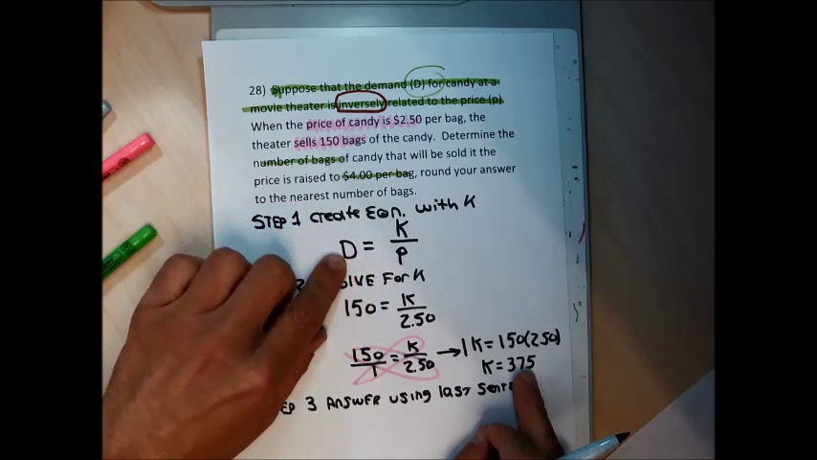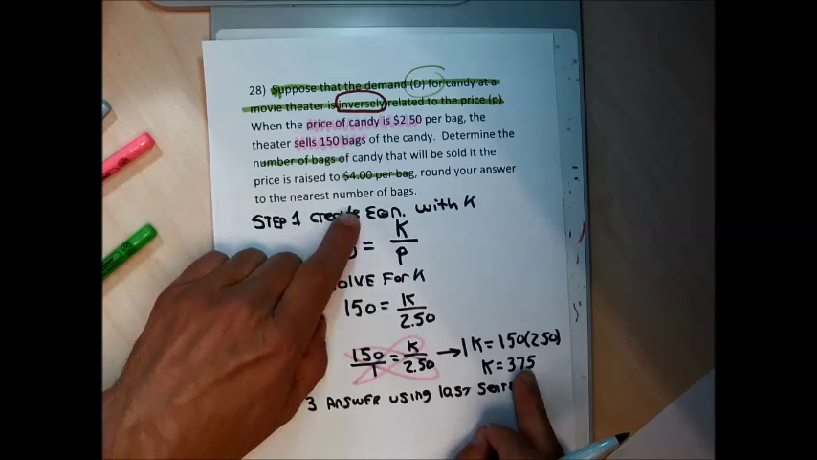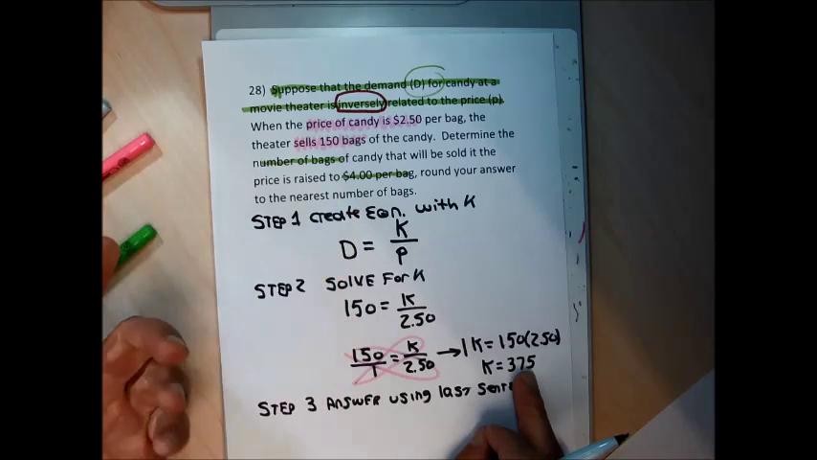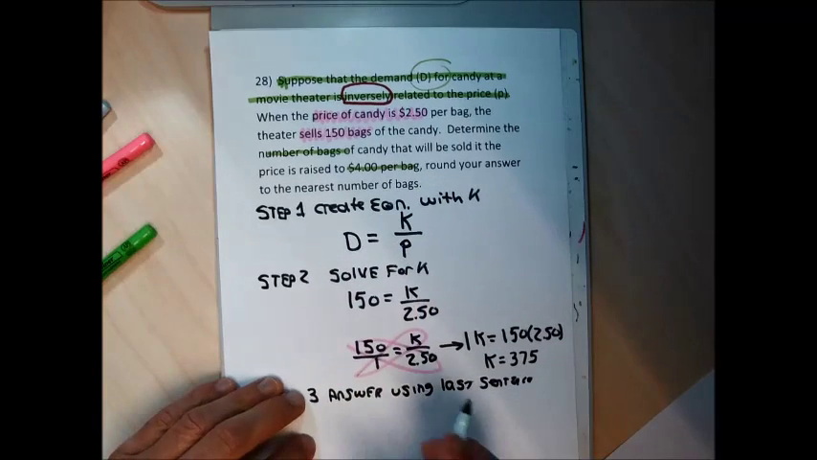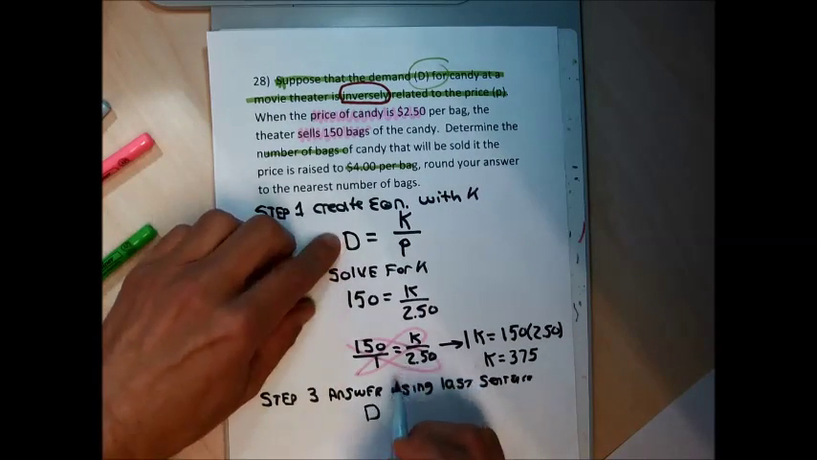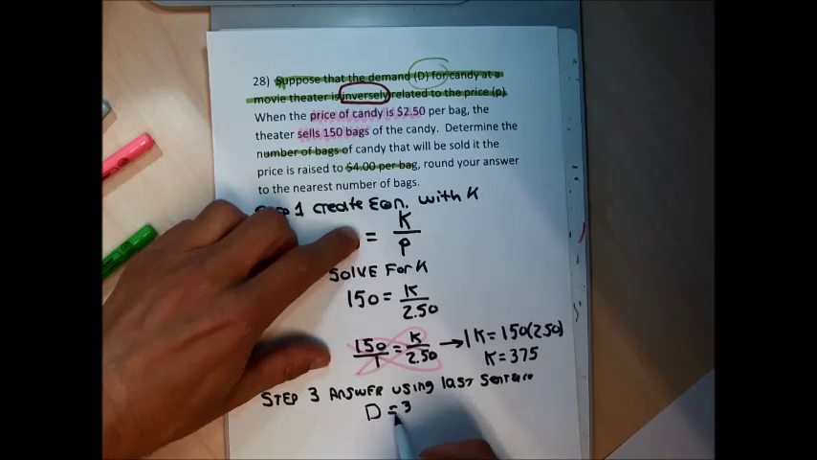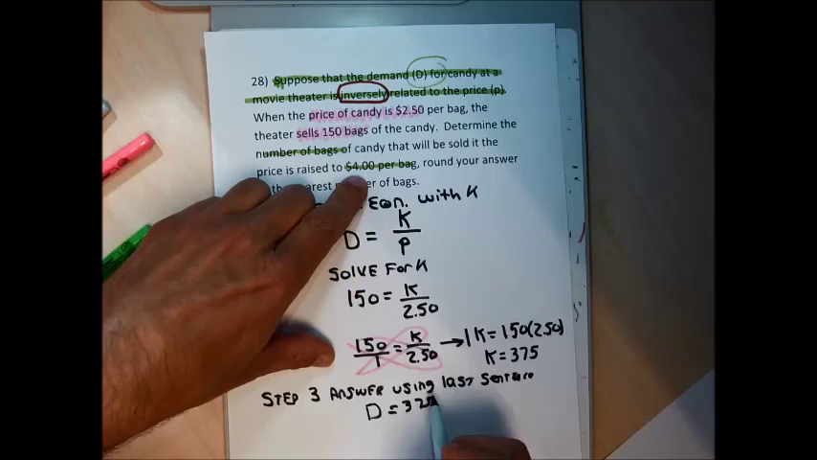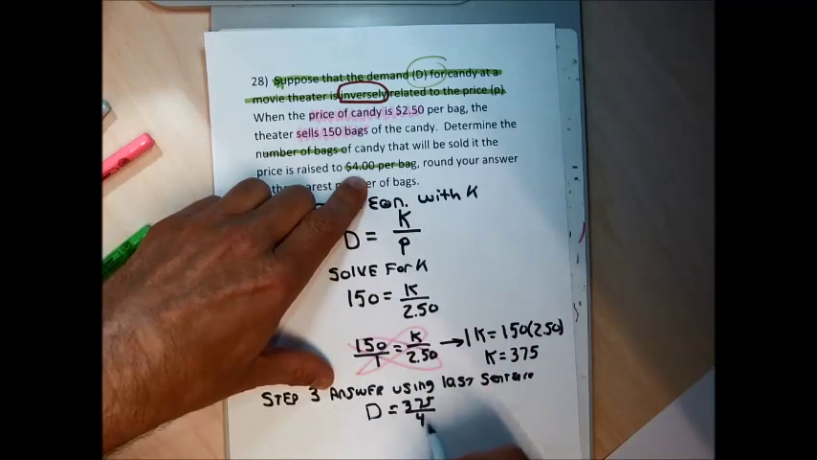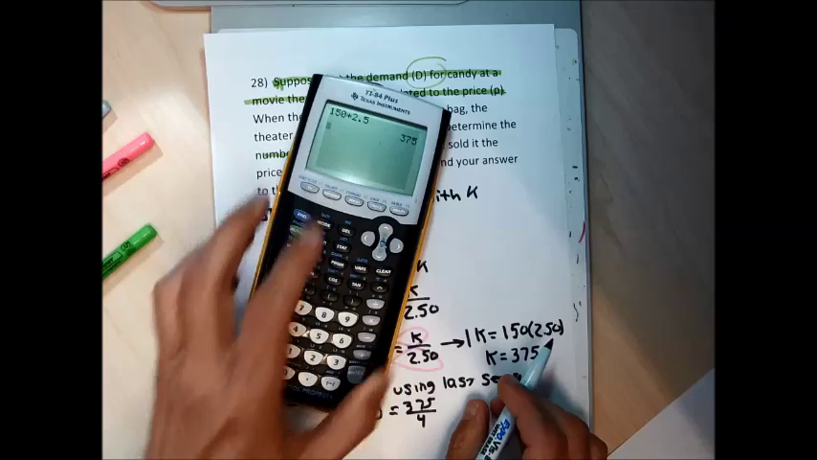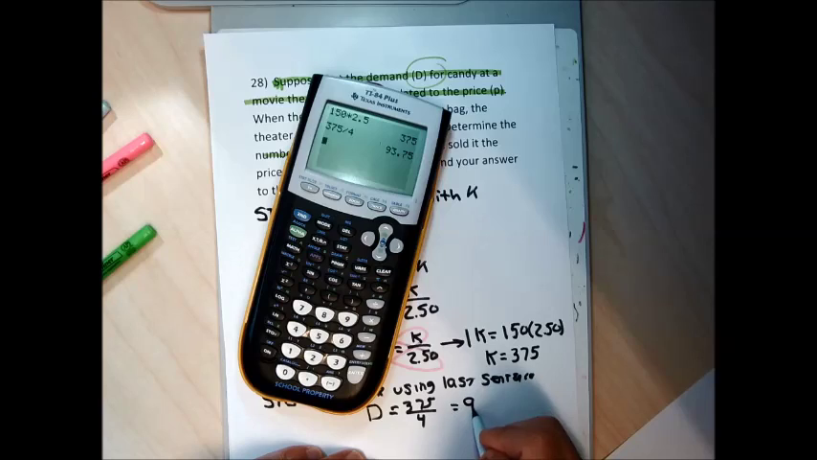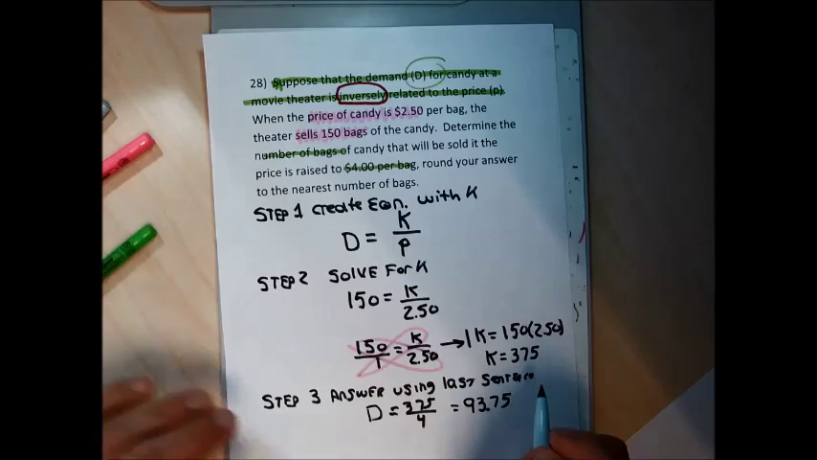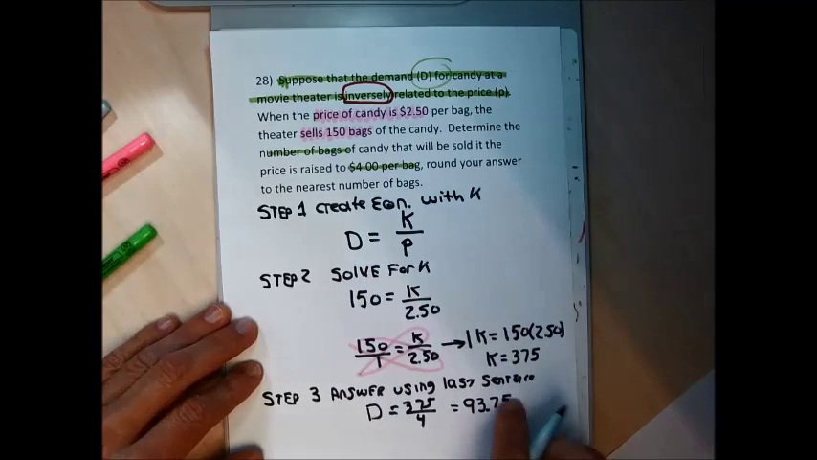That's going to give me how many bags of candy are being demanded, and apparently it might come out to a decimal, and you can't sell like 1.5 bags of candy at a theater, so I'm going to round it because my hint says to round. So I'm going to leave the D in this equation. I'm going to plug 375 in for that k, and I'm going to plug in $4 for this P. I don't really need the 2 decimals, but it's okay to have them. When I do 375 divided by 4, I get 93.75, and you can't sell that quantity of bags of candy, so I'm going to round like it says to, to the nearest number, 94.